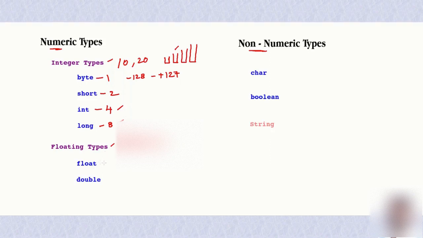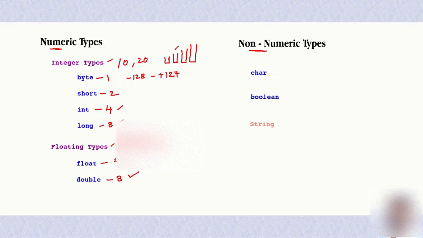In case of floating types, there are two different data types, that is float and double. Float occupies 4 bytes in memory. Its full form is floating point value. Double occupies 8 bytes in memory. It stands for double precision floating point value. Accuracy is more in double when compared with float. Our preference will be double whenever we are trying to store some floating point value.